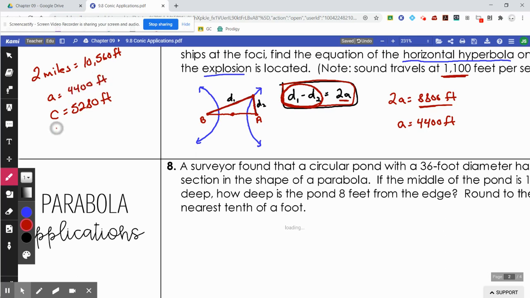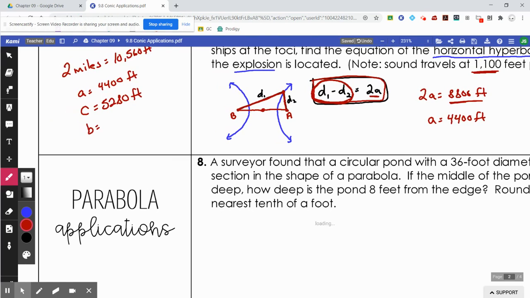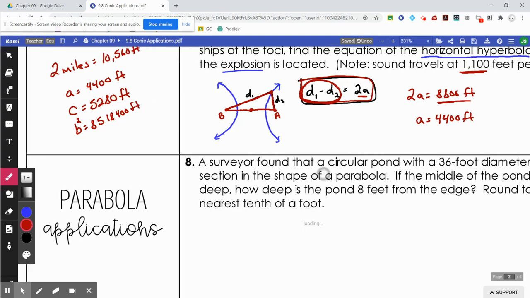Our B value is unknown, but our C value is 5,280, and we can use that information to very easily find B. We know with a hyperbola, A squared plus B squared is equal to C squared. So when we do that, let's use our B squared value so we can plug it into our formula easier. It's going to be 8,518,400 feet. But again, that's our B squared value.